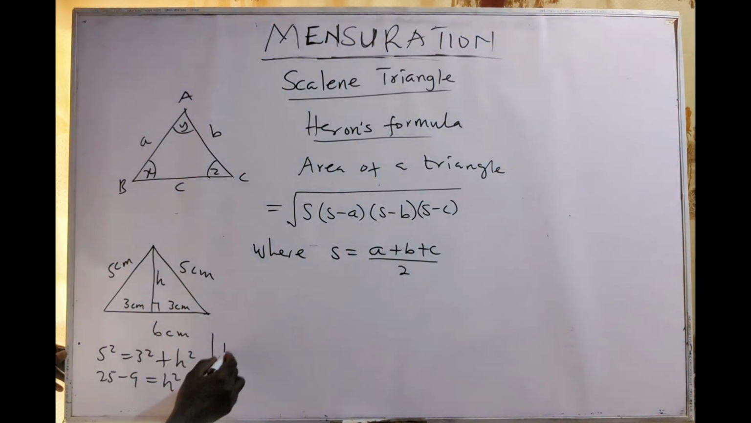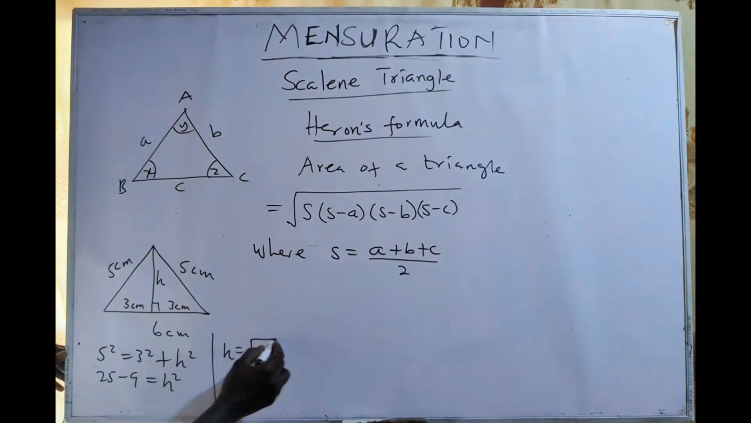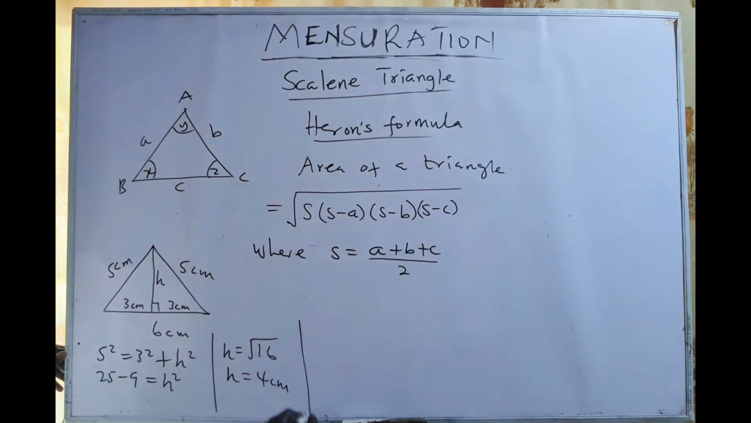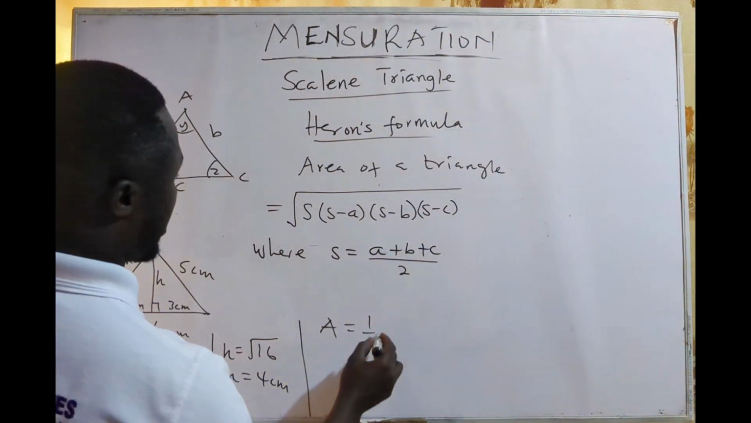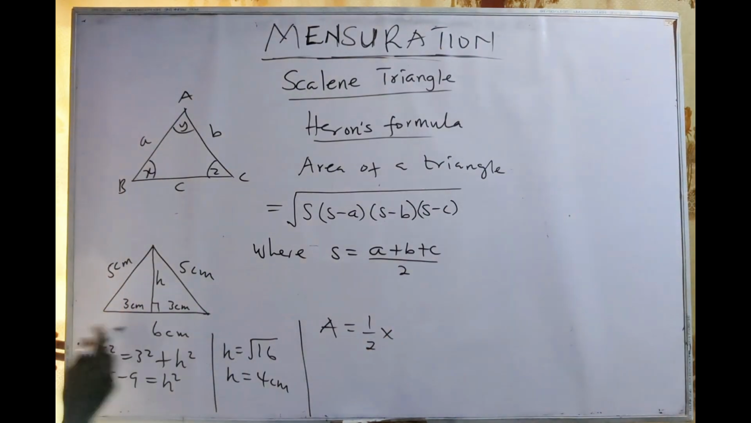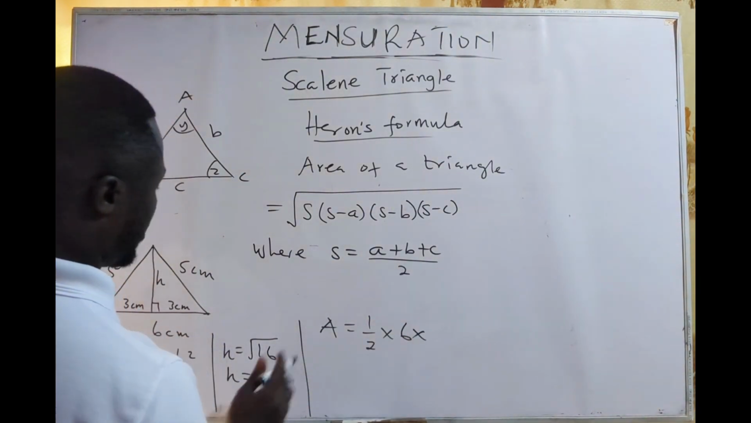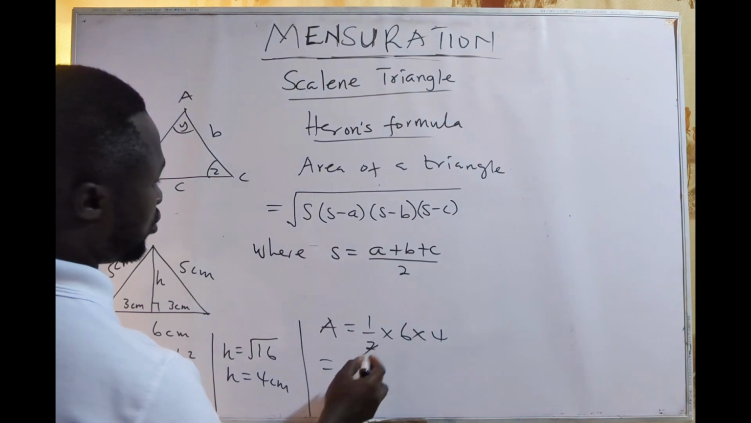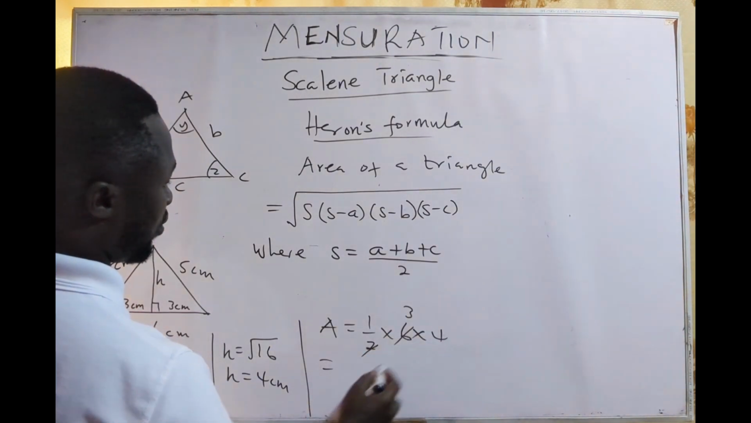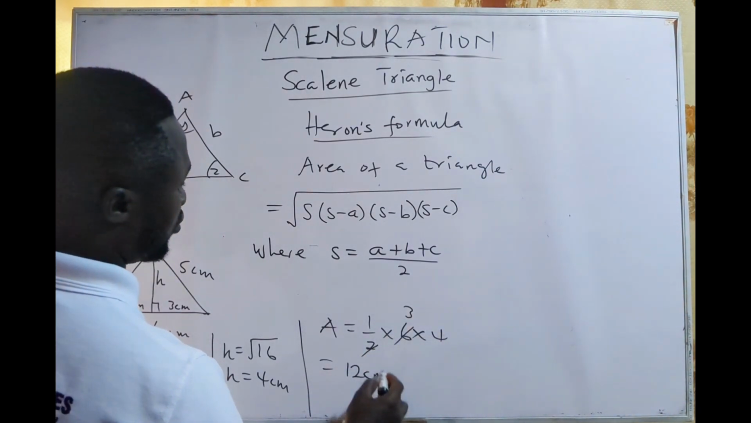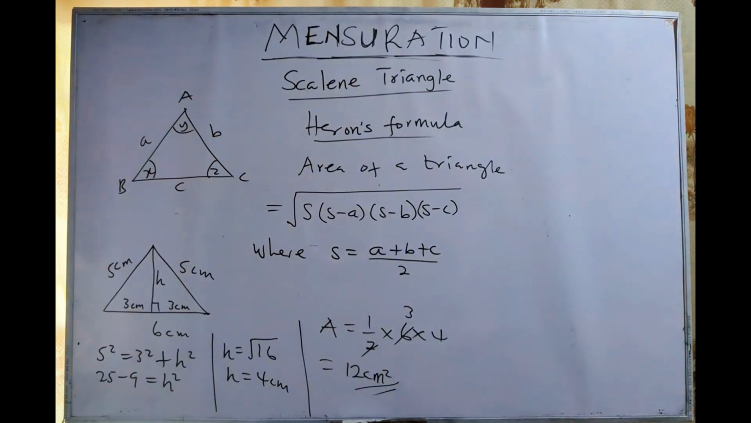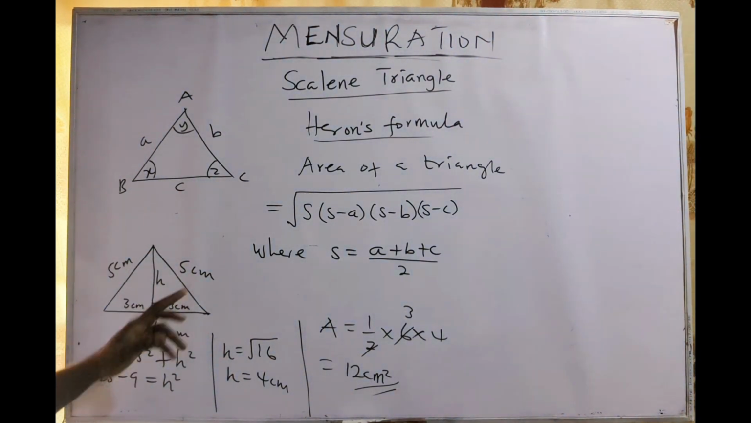All right, and then my h will be equal to the square root of 25 minus 9, which gives me 16, so h is 4. So my height is 4. If I'm finding the area of this triangle, then the area is going to be half the base, the base is 6, times the height, which is 4. 2 goes into 6 three times, 3 times 4 gives me 12. So 12 centimeters squared is the area of this isosceles triangle 5, 5, and 6.